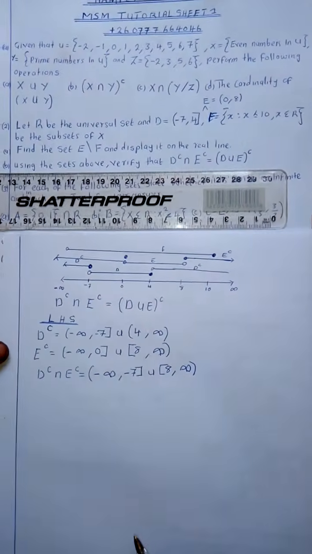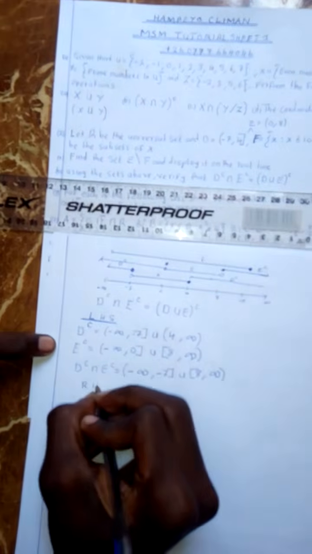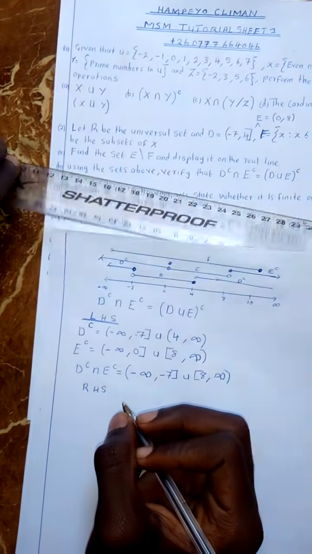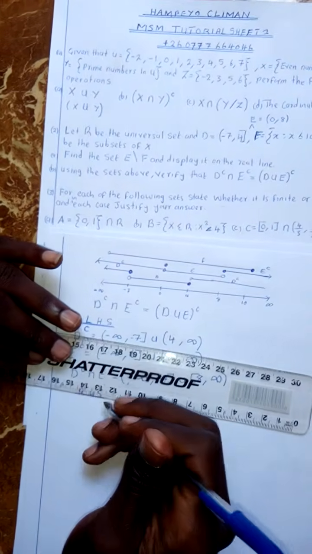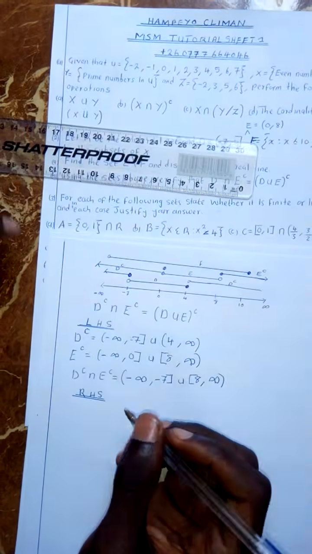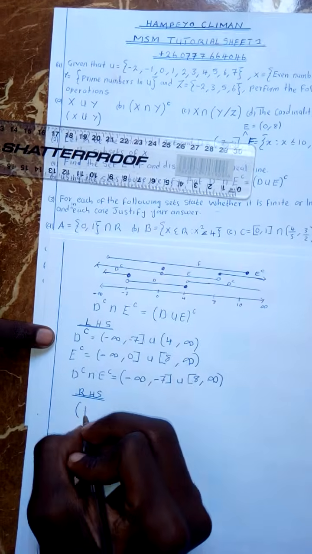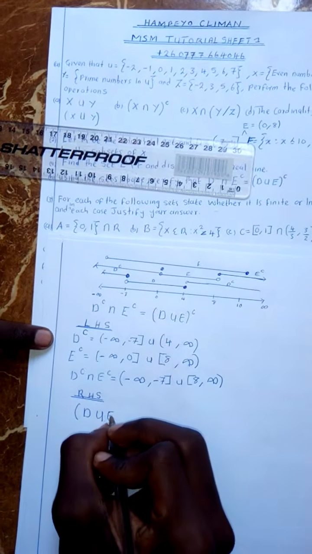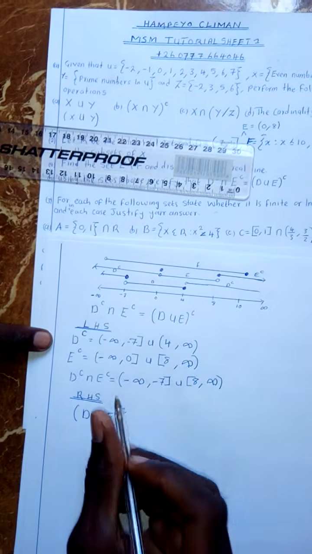Okay, so this is the left hand side. So now we can also do the same to the right hand side. Okay, so the right hand side is saying we prove that D union E complement is equal to this.